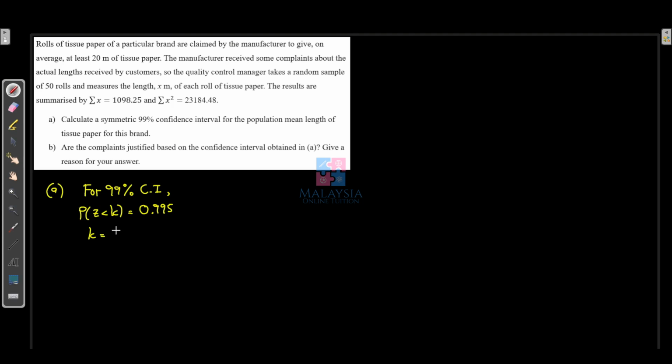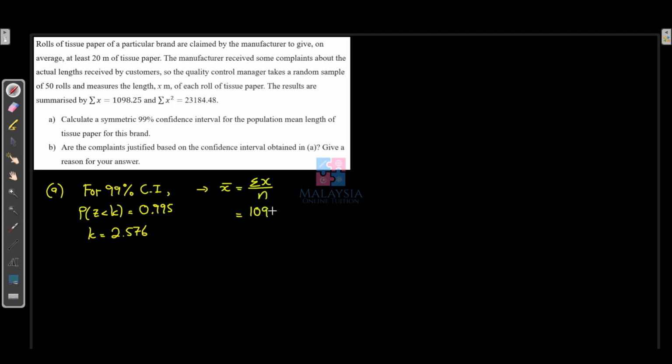So for probability of 0.995, the value of K is 2.576. Okay, so now we can start with the formula. Before we use the formula to find the confidence interval, we need the unbiased estimates of the population mean and variance.